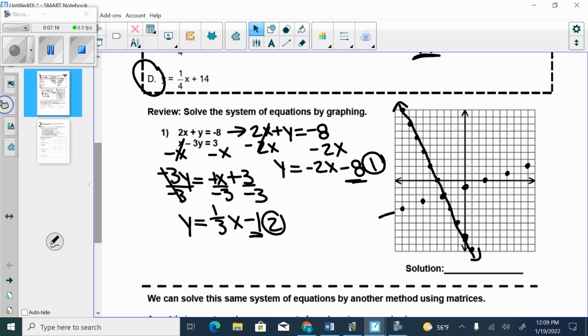All right, so do these two lines cross? Yes, they do cross. At what point? Perfect. So that must be my solution.